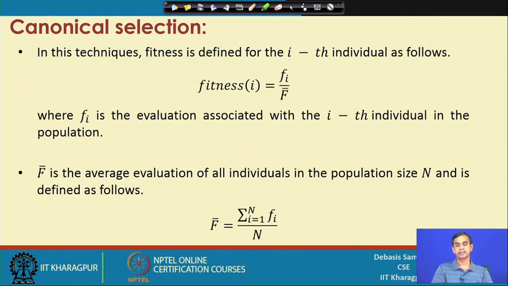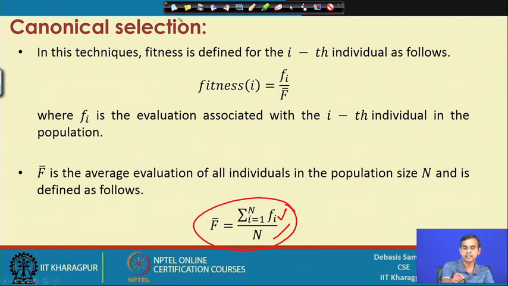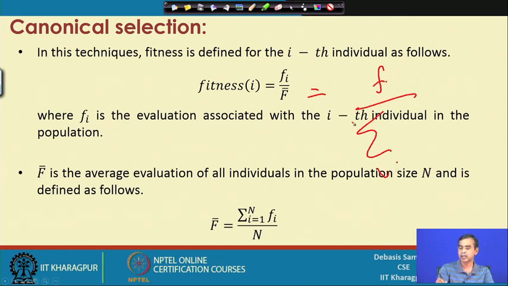Now, the canonical selection idea is very simple. It basically calculates two values for each individual. Fi, the fitness value of the ith solution, and F bar, capital F bar, which represents the average evaluation of all individuals in the current population. Assume that the population is of size n, then F bar can be calculated using this formula. If we know the fitness values of each individual in the population, then it is a summation of the fitness values divided by the total size of the population. So, this gives the F bar. Essentially it is the summation of Fi for i equals 1 to n, divided by n. This is the formula that can be followed to calculate this.